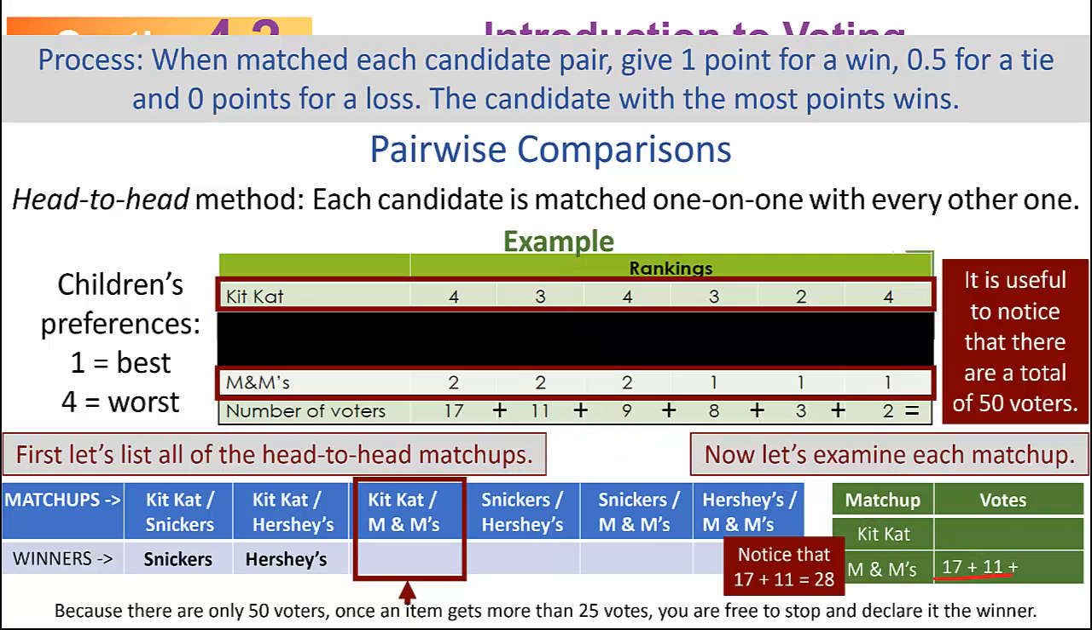And I notice that 17 plus 11 is 28. That's again already more than half. I just have to get to 26. So I can go ahead and declare this election over, and M&M wins.